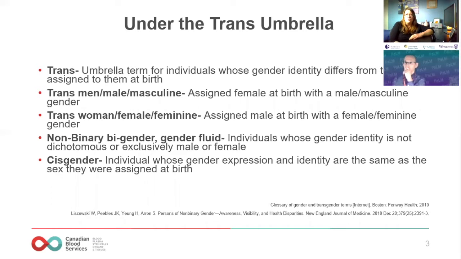And so for the purposes of this presentation, we will use the term trans to include all gender diverse identities, including non-binary people. And then one other term to be familiar with is cisgender. So cisgender individuals are individuals who are not trans, those whose gender expression and identity are the same as the sex they were assigned at birth.